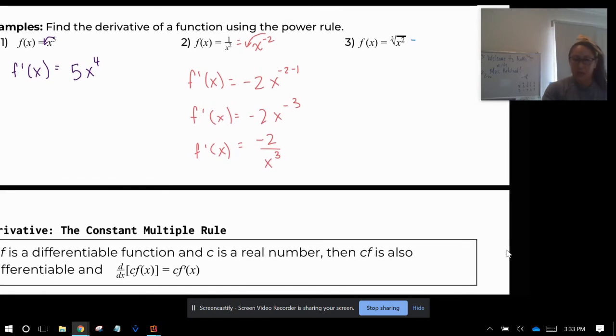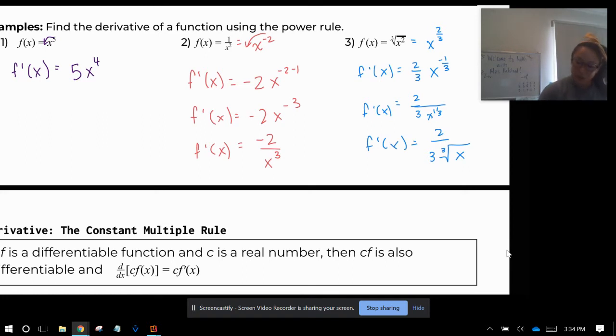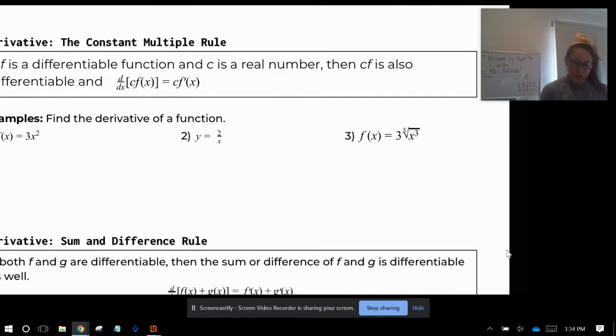Lastly, let's rewrite our radical with an exponent. So x to the 2/3 power. For f prime, we multiply by 2/3, then we decrease our exponent by 1. So 2/3 minus 1 gives us negative 1/3. We can rewrite that as 2 over 3 times x to the negative 1/3, which is 2 over 3 times the third root of x in the denominator. Honestly, any of these would work, but you need to be able to simplify all of them.